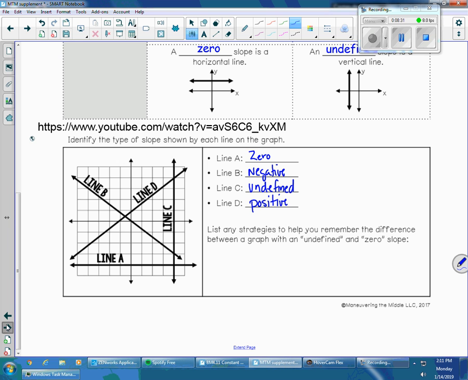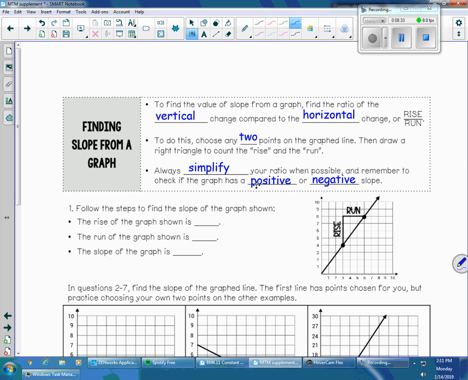So let's move on. To find the value of a slope from a graph, you find the ratio of the vertical change compared to the horizontal change. We call this rise over run. It's the change in y over the change in x. Sometimes you're going to see change represented by a delta, which looks almost like a triangle. I guess it is a triangle, isn't it? So delta y over delta x, or change in y over change in x.